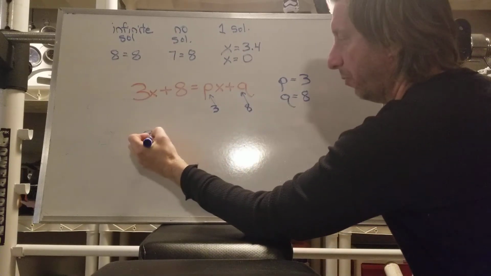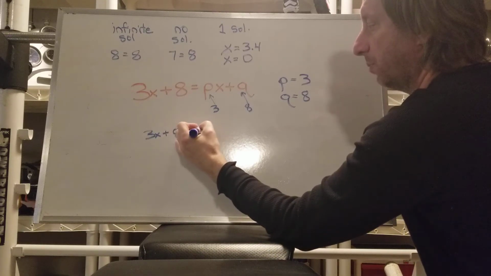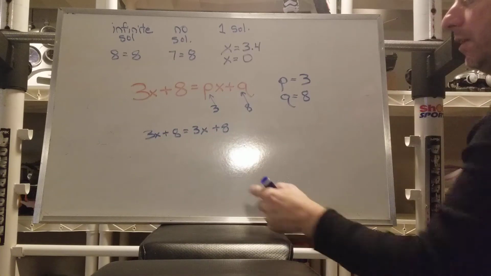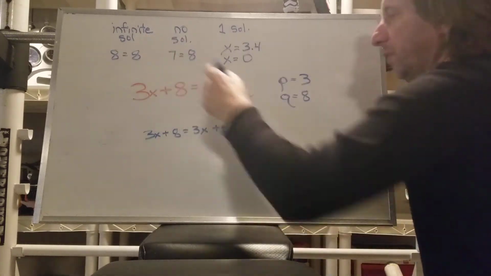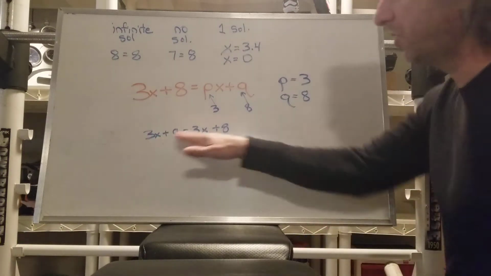So that I end up with 3x plus 8 equals 3x plus 8. And we know if we subtracted 3x from each side, we'd end up with 8 equals 8, which would be an infinite solution, right? Just got to come up with some way to make both sides equal.